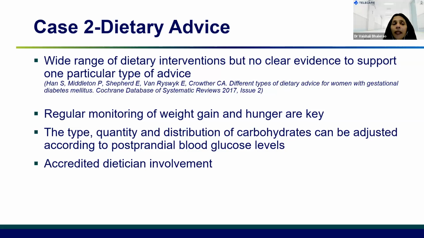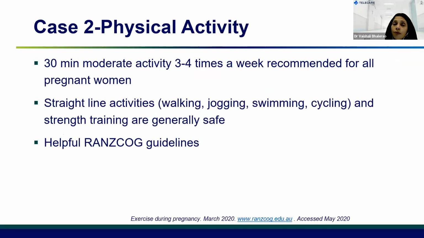Physical activity, 30 minutes of moderate activity 3 to 4 times a week, is recommended for all pregnant women. Especially after each meal, if they can do it, even inside the house. If they can't do it for 30 minutes, even 10 to 15 minutes of activity will bring their blood glucose down postprandial. Straight line activities like walking, jogging, swimming, cycling, and strength training are generally safe.